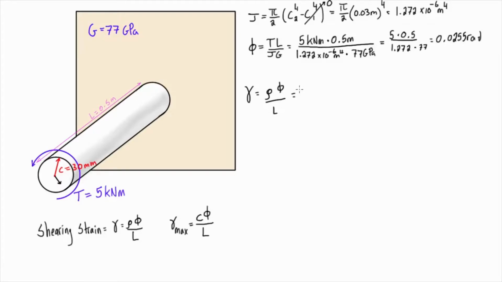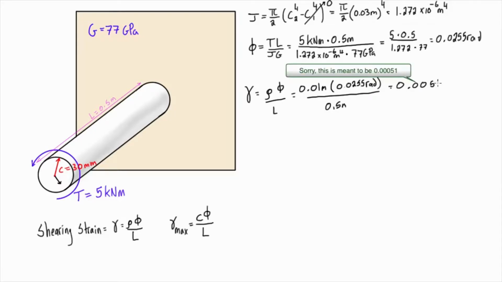So we're going to get 0.01 meters times the 0.0255 radians, and over that length, let's say we're looking at the surface here, which we are for that angle of twist, so divided by 0.5 meters. And when we punch that in the calculator, we just get the shearing strain is equal to 0.0051 radians. And that is what you get if you go radially out anywhere 10 millimeters from the center; that's the shearing strain that we're going to be getting.